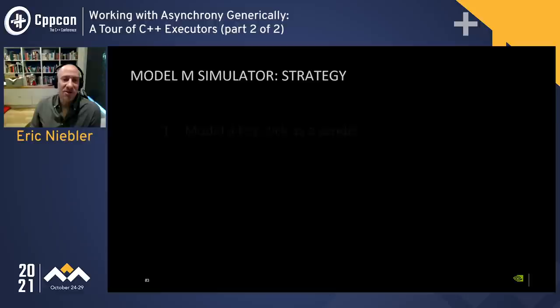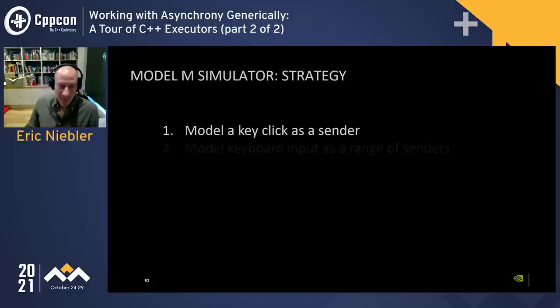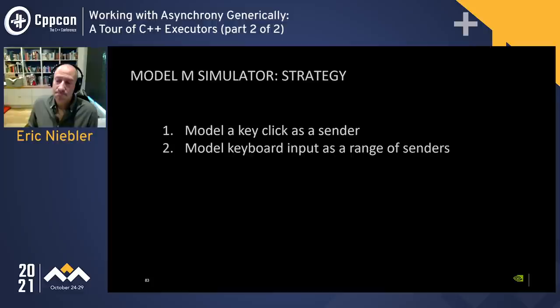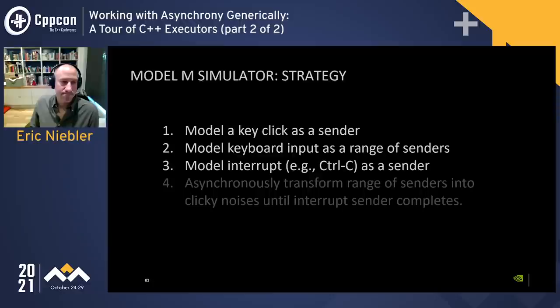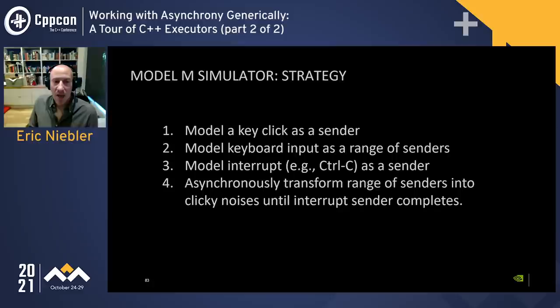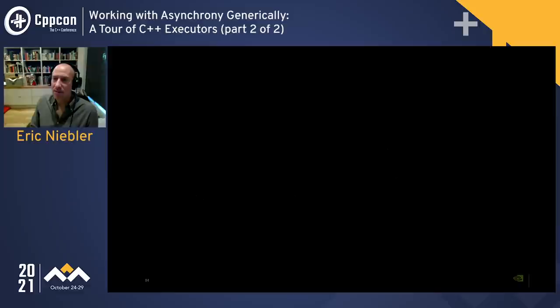Okay, so here's the strategy. We're going to first model a key click as a sender. Then we're going to model keyboard input as a range of senders. It's an asynchronous sequence. We'll model an interrupt, say Control C, as a sender. We're going to asynchronously transform the range of senders into clicky noises until the interrupt sender completes. And then profit. Step one, model the key click as a sender.